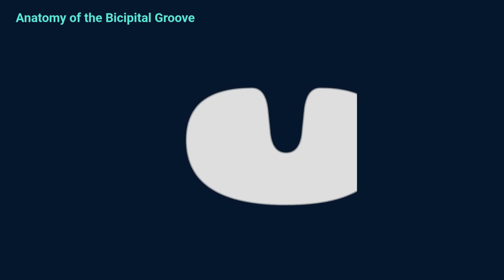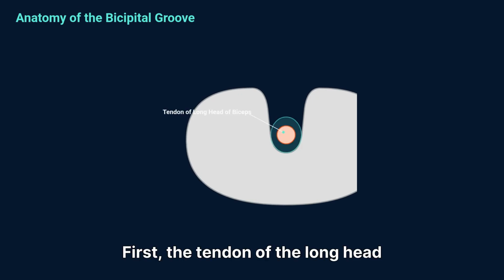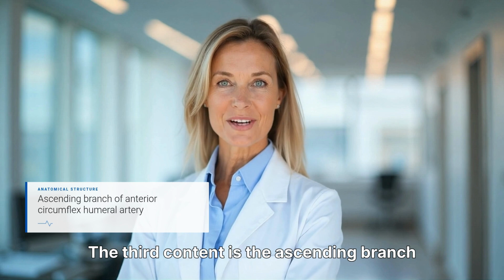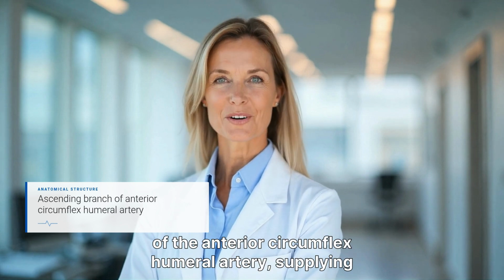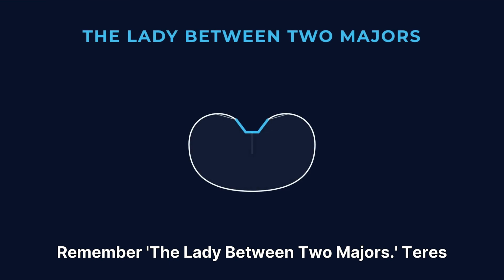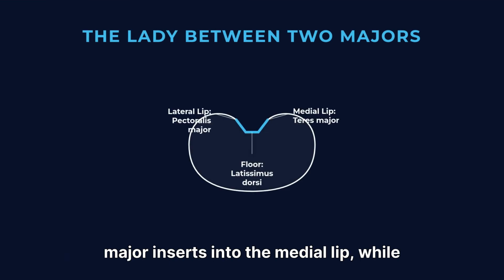What's inside the groove? First, the tendon of the long head of the biceps brachii, enclosed in its synovial sheath. The third content is the ascending branch of the anterior circumflex humeral artery, supplying the shoulder joint. Remember, the lady between two majors. Teres major inserts into the medial lip, while latissimus dorsi inserts into the floor.